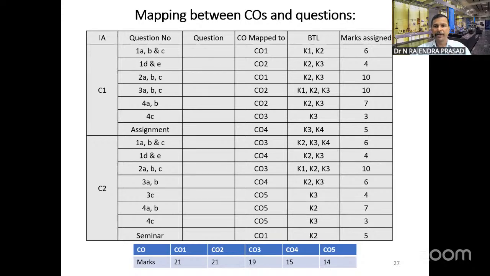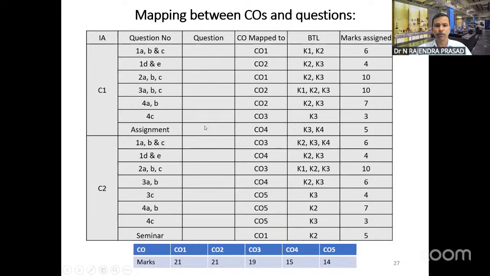What effort does the student have to put in to answer this particular question? Level 1, level 2, K1, K2, K3, K4, K5, K6. These are all the Bloom's taxonomy levels. K1 means the remember level. K2 means understand level. K3 apply. K4 analyze. K5 evaluate. K6 create. So what level of order thinking skills he has to apply to answer the question related to CO1 I have mentioned here. So level 1, level 2, total marks: 1 A, B, C, 3 questions, 2 marks each, 6 marks is the maximum marks.